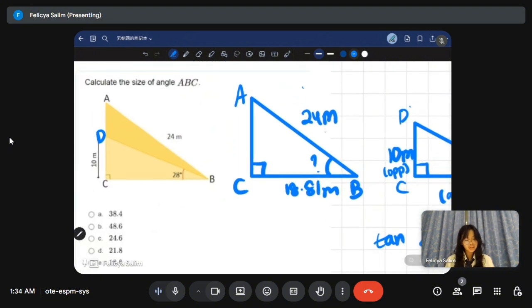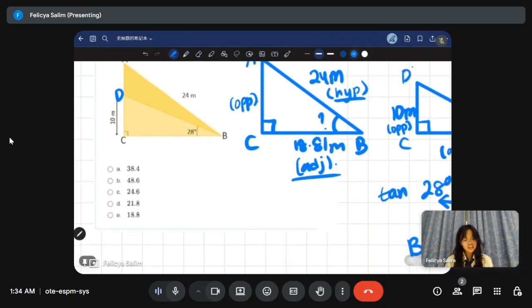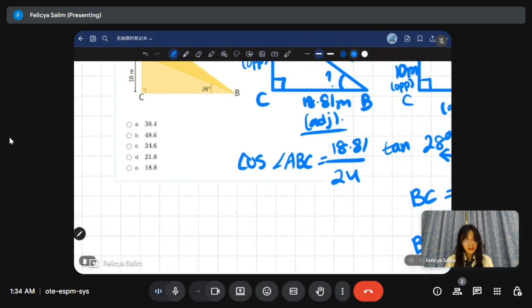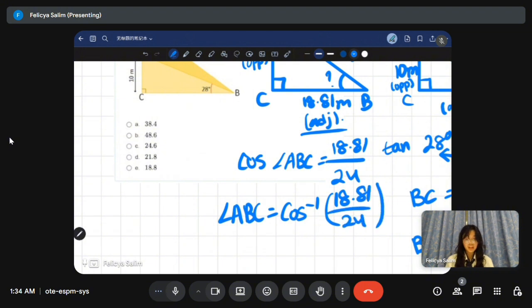Now, again, identify the lengths of the triangle. You were given this as hypotenuse, this one is opposite, and this one is adjacent. Now, you think which one uses hypotenuse and adjacent: it is cos. Cos angle ABC equals the adjacent 18.81 divided by 24. So then angle ABC equals arc cos in brackets 18.81 divided by 24. If you input this into your calculator, you get the answer is 38.4 degrees, which is A here.